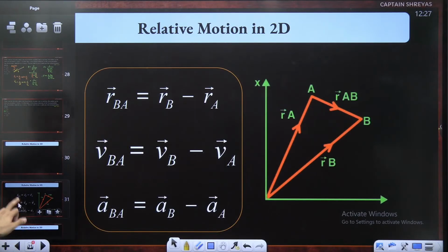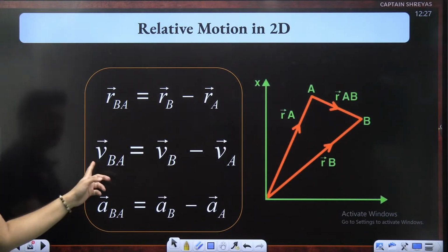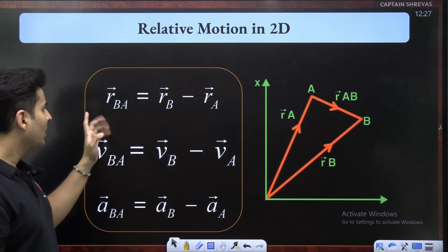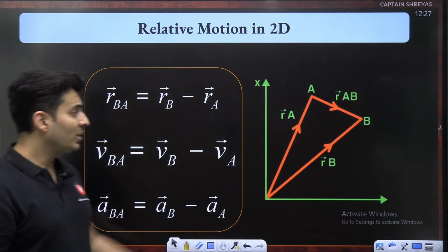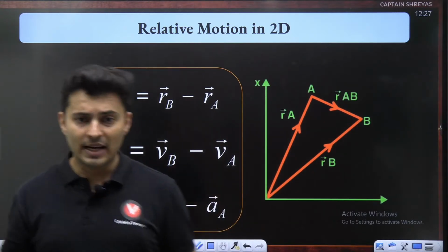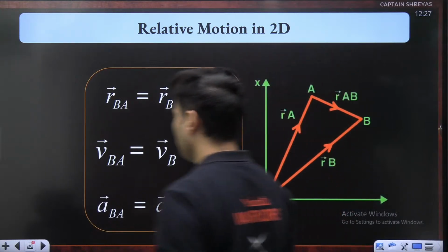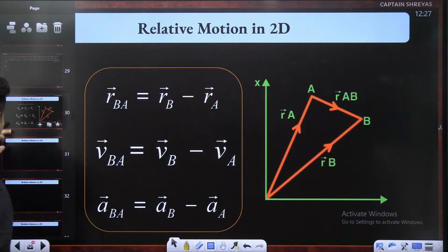right over here, whatever we studied. V12 is V1 minus V2, A12 is A1 minus A2, S12 is S1 minus S2. But you have to use vector subtraction in 2 dimension. That's all. Vector subtraction in 2 dimension. So let me explain this, how this works over here.